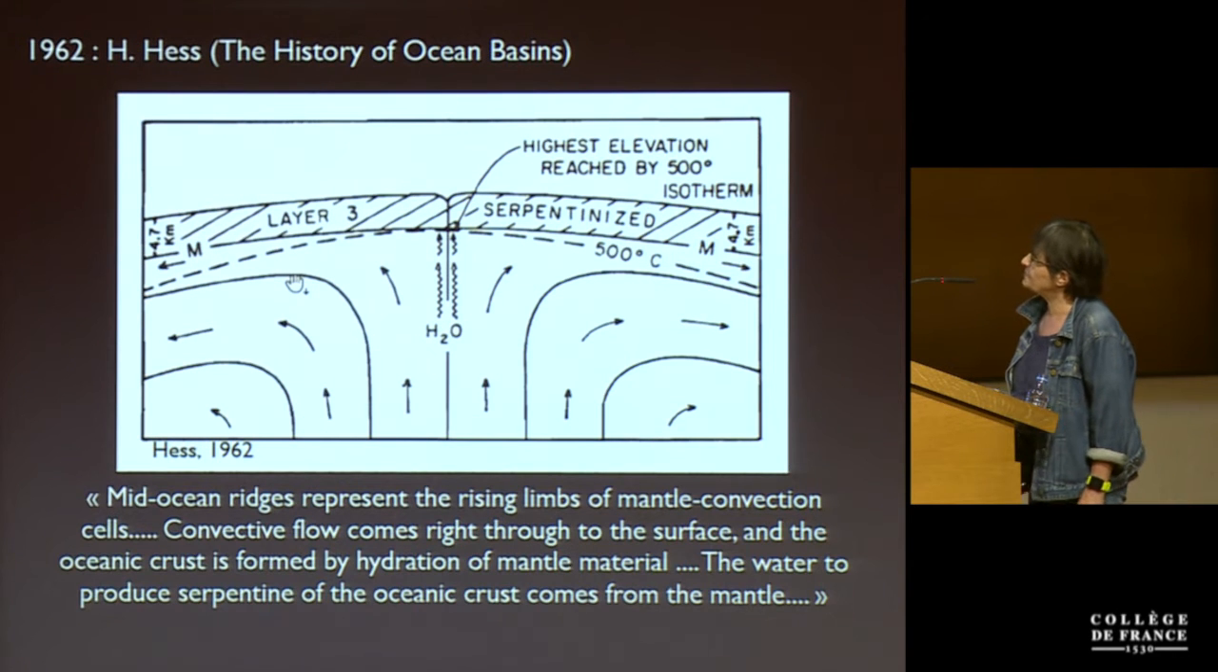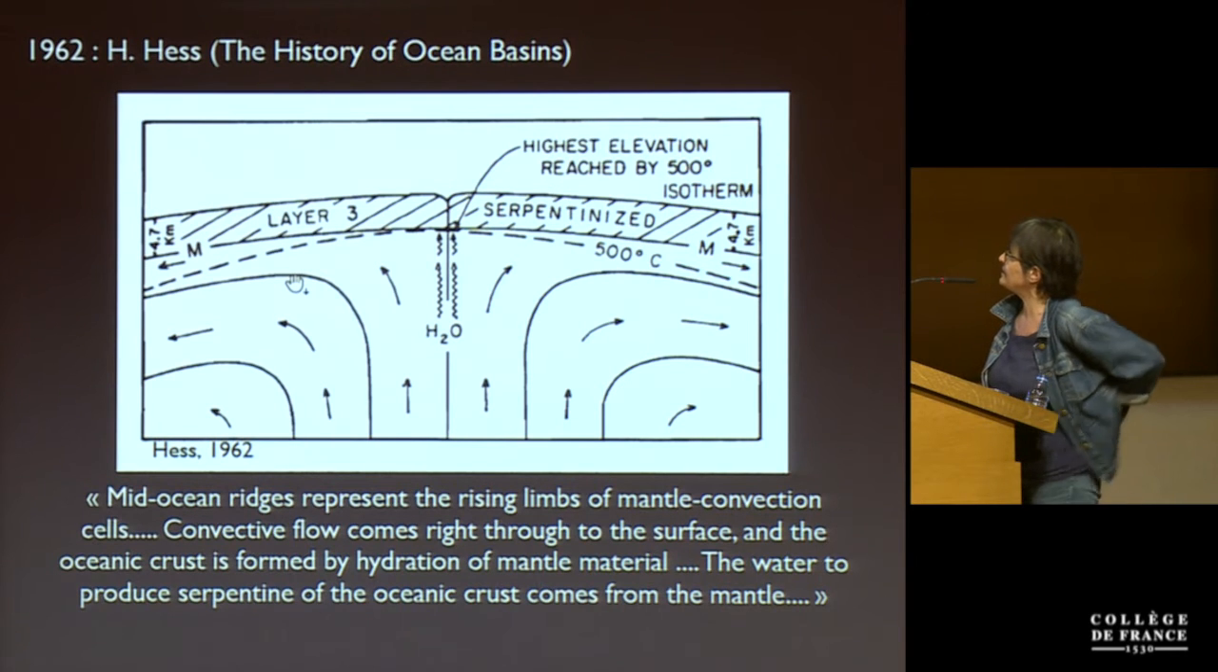So starting from the beginning is the Hess diagram, that conceptual sketch that we saw yesterday. And as it was pointed out yesterday, this initial sketch really doesn't create plates. It has the convective flow of the mantle coming right through to the surface, and forms the oceanic crust by hydration of the mantle material. The thing that is very striking is that it also has the water coming from underneath, from the mantle, not from the ocean. And so that's the start in 1962.